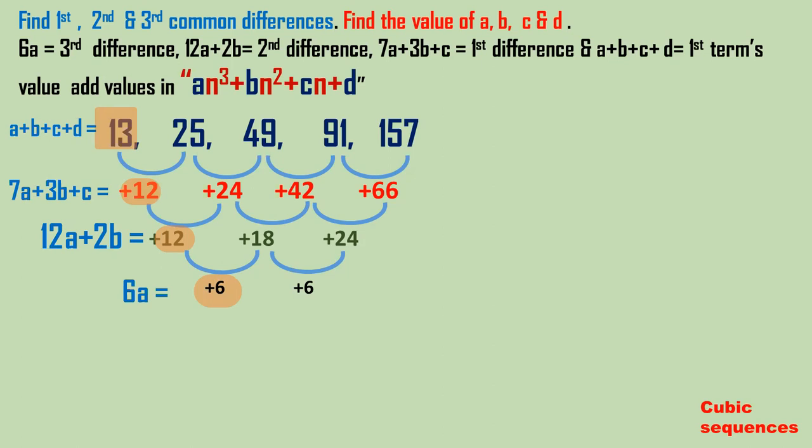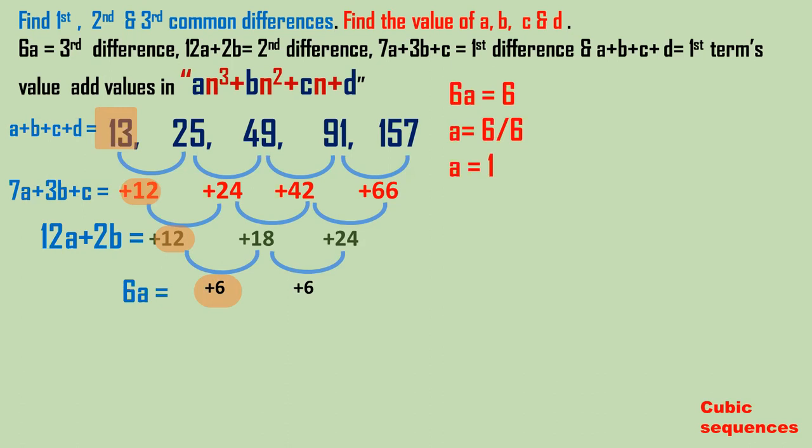So after figuring out the a, b, c and d values, we're going to substitute these values in the given formula to get the nth term value. For example, here we have 6a is equal to 6, and 6 is multiplying, so on the other side that's going to divide.